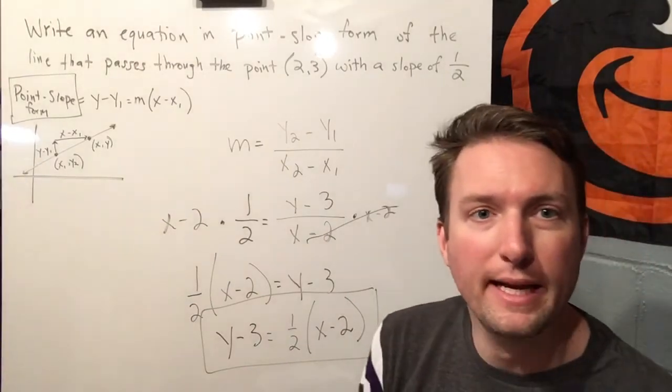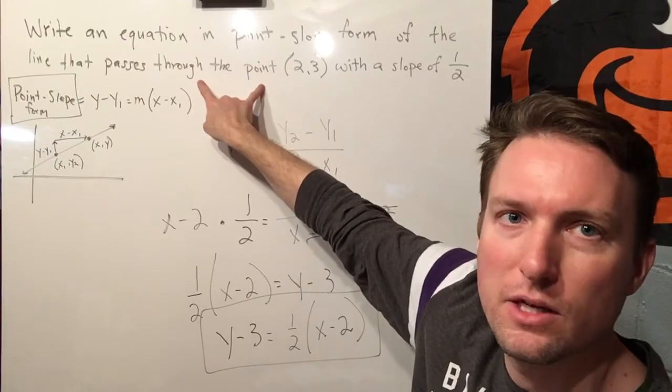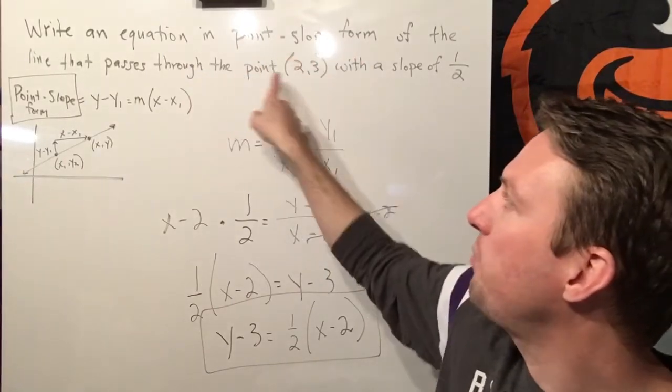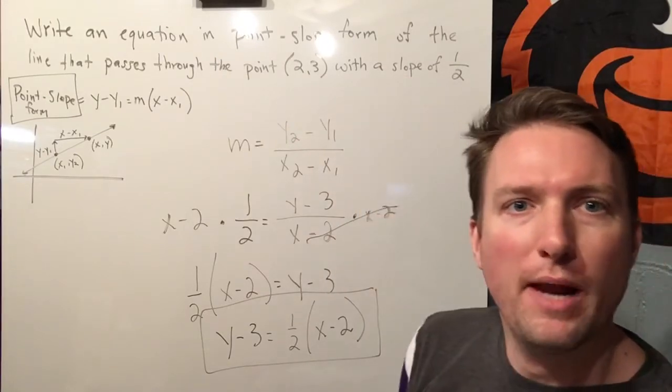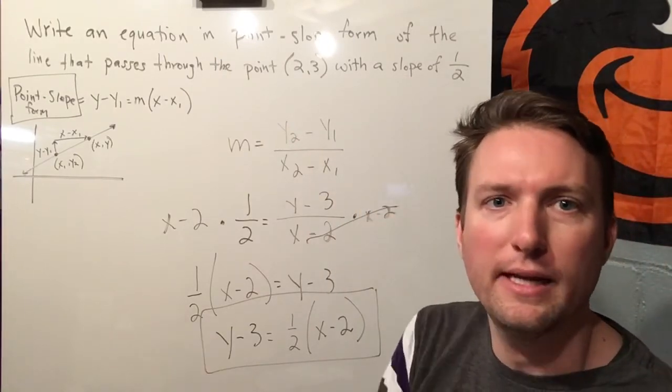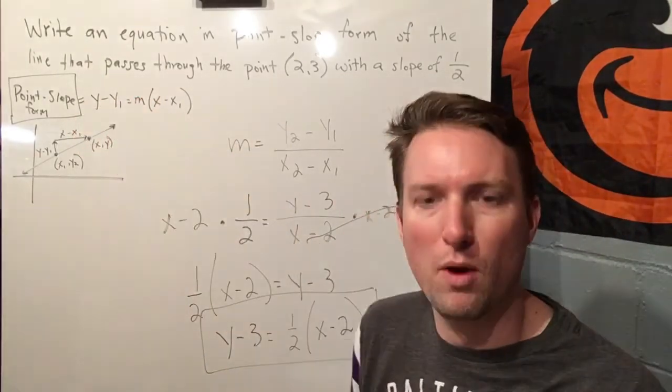Now, I'm going to kick it back to you, and I'm going to give you some problems for independent practice where you are going to get the point, the line that passes through a particular point, and the slope. And what I would like you to do is practice plugging the information from the problem into point slope form.